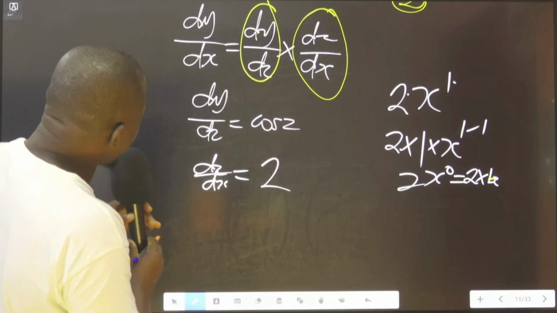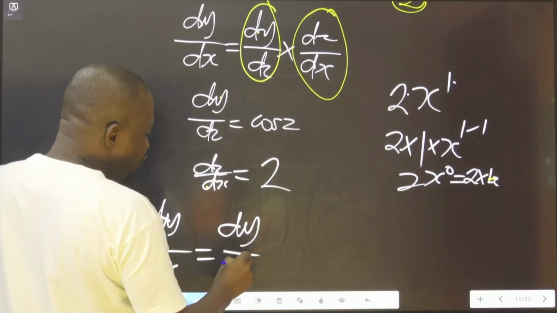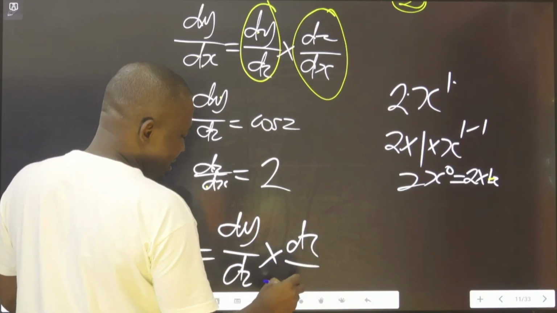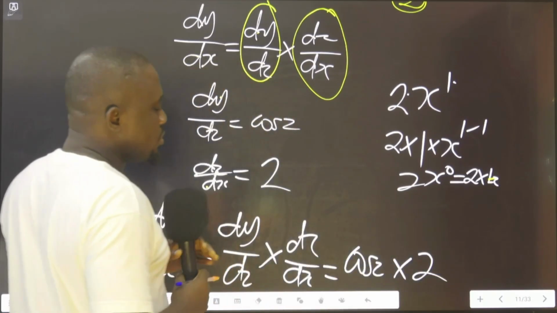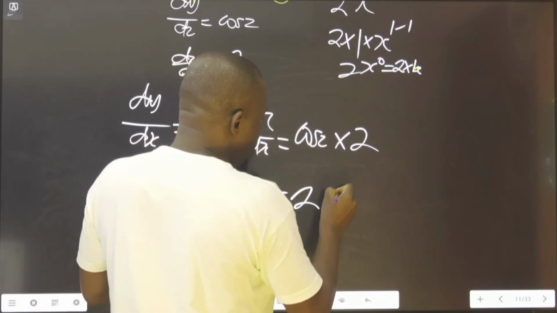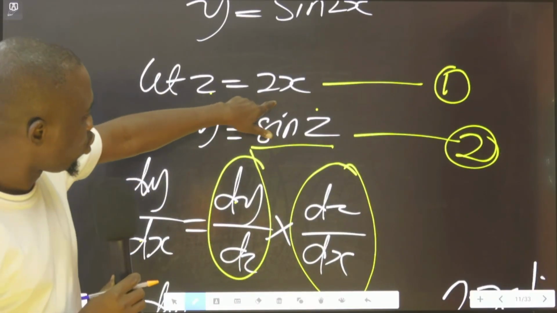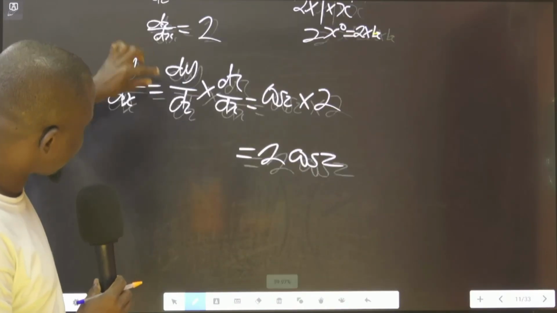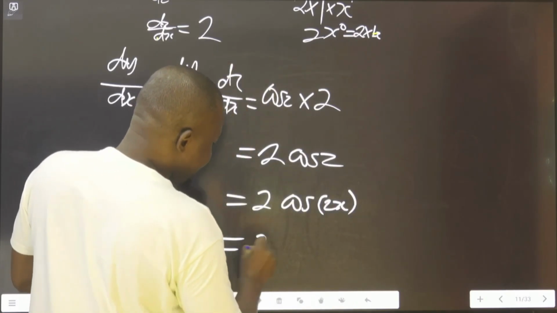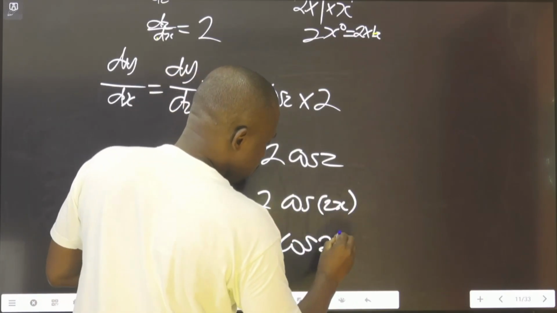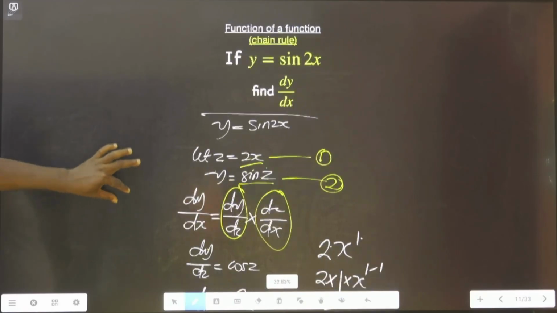So finally, we multiply this and this. That is dy over dx equals dy over dz multiplied by dz over dx, equals cos z multiplied by 2, which is 2 cos z. What was z? z was 2x. So we substitute that in place of z. That is 2 cos 2x, which is the final answer. Hope you understand this. Thank you for viewing.